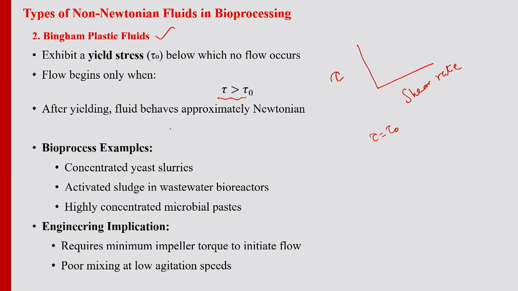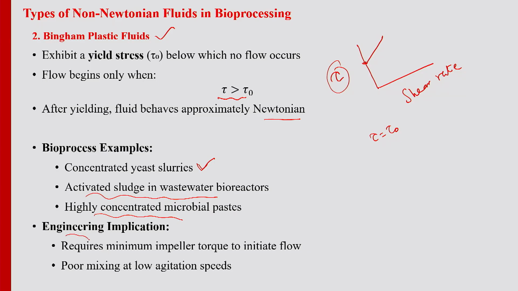But after yielding, once they reach that point, it behaves as a Newtonian fluid. For Newtonian fluids, shear stress versus velocity gradient is linear. What are the examples of Bingham plastic? Concentrated yeast slurry is one of the best examples. Then the activated sludge process in wastewater treatment bioreactors. Then highly concentrated microbial paste. These are examples under Bingham plastic.